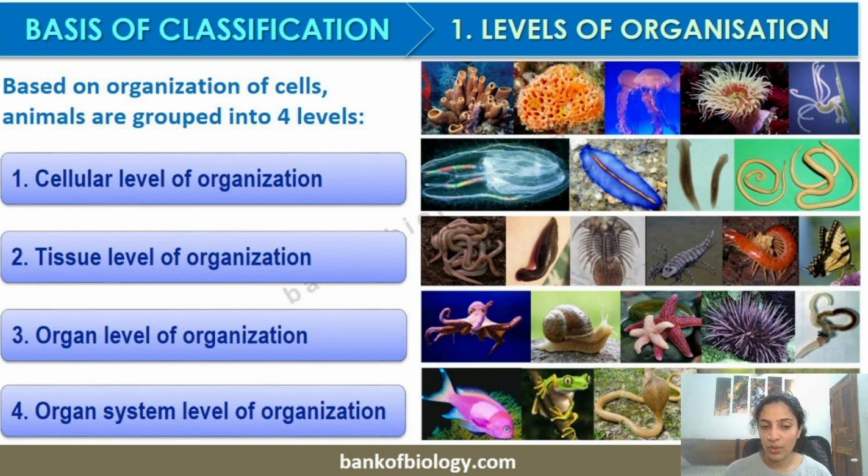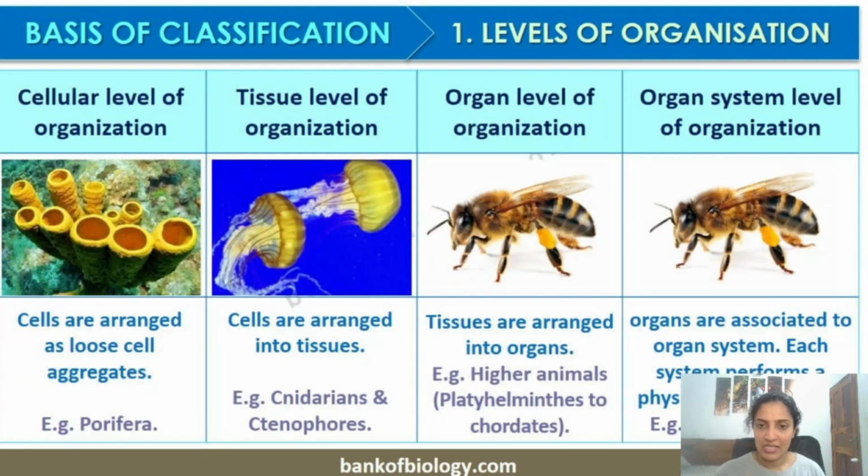Then the third one is organ level of organization, in which the tissues form certain organs to do specific functions. And then the fourth one, which is mostly seen in higher animals, that is organ system level of organization. Okay, we'll see one by one.